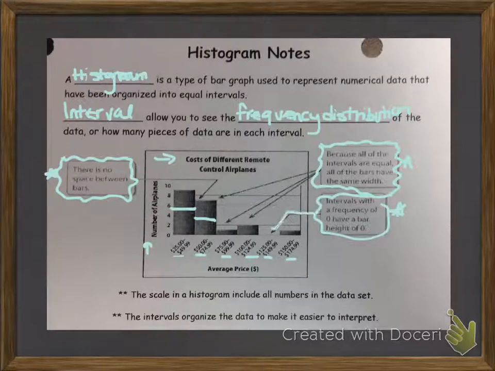And here is that example. The interval of $125 to $149.99 has a height of 0 because no airplanes cost that much.